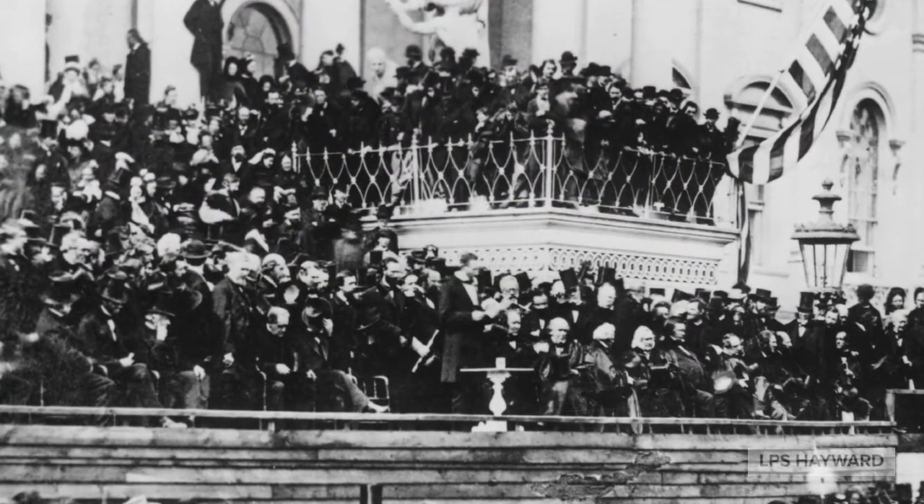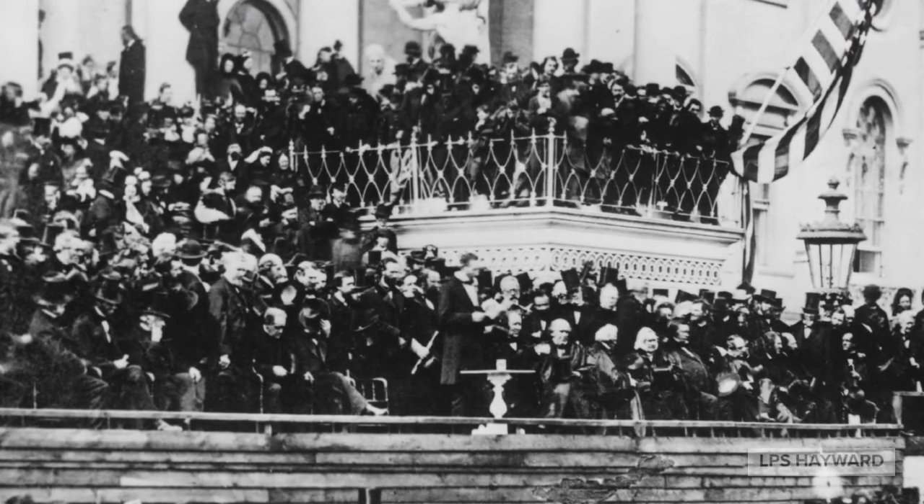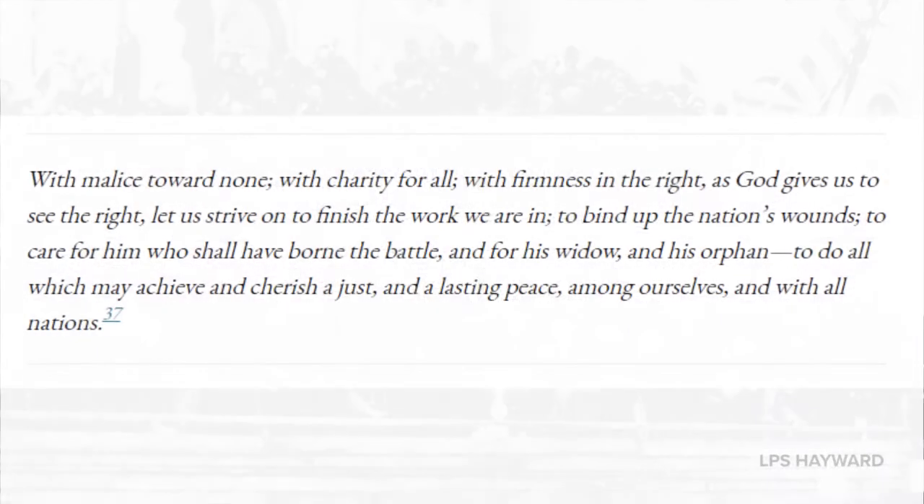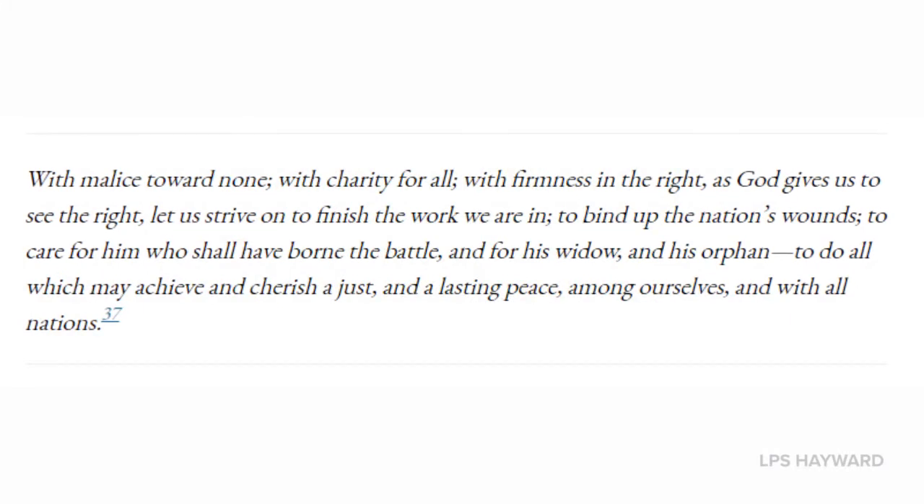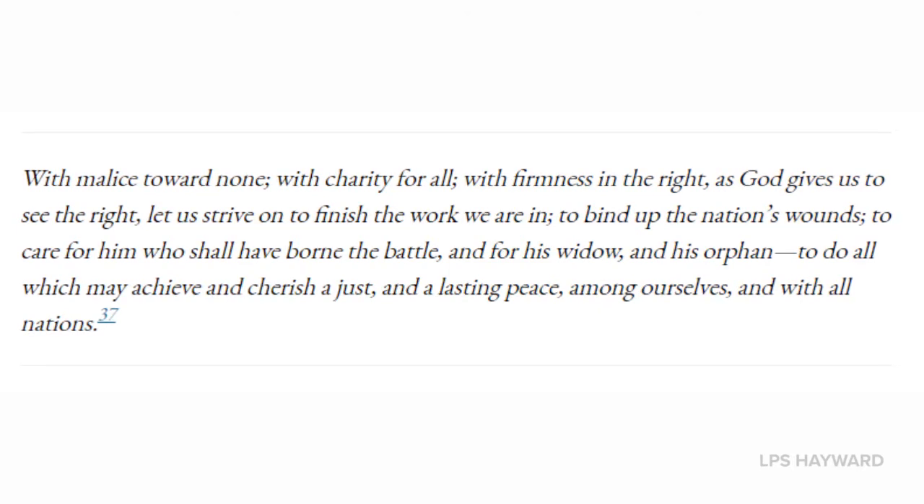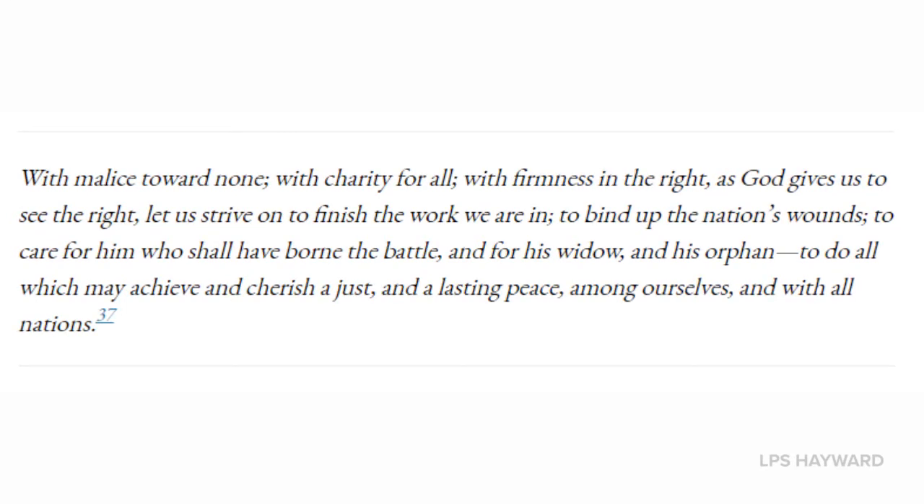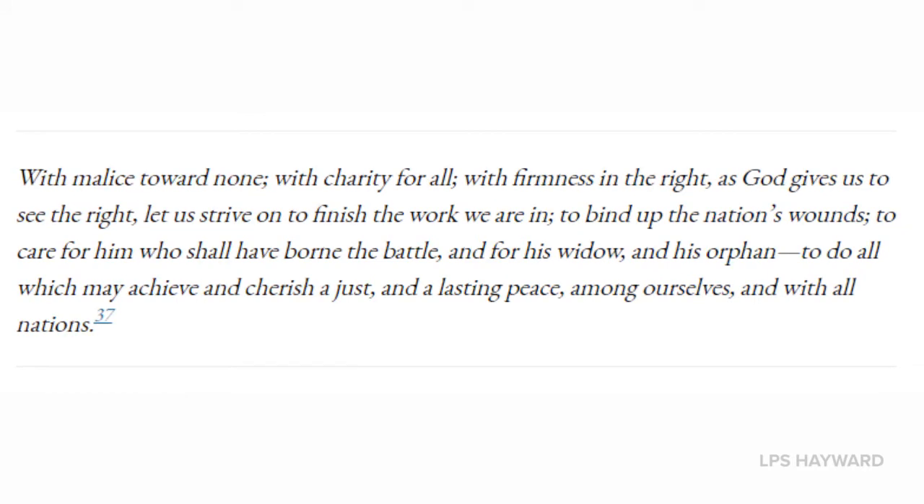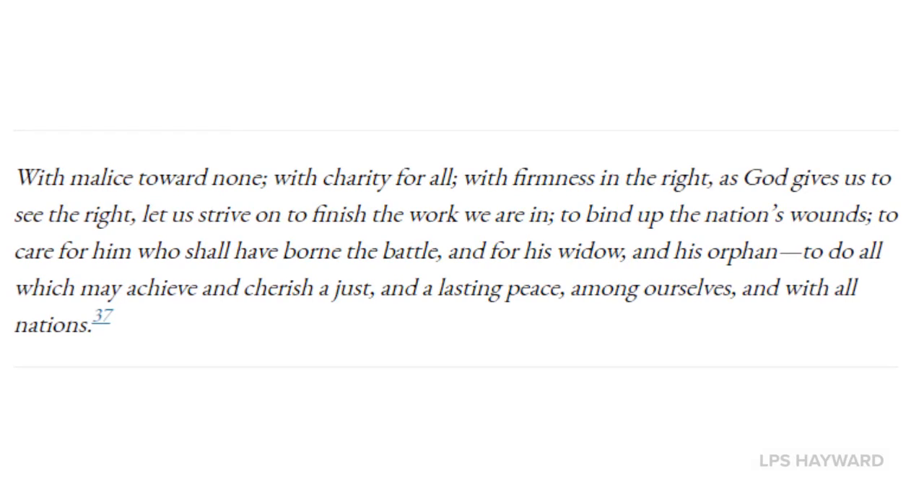At his second inauguration, Abraham Lincoln addressed the end of the war. He said the following: "With malice toward none, with charity for all, with firmness in the right, as God gives us to see the right, let us strive on to finish the work we are in, to bind up the nation's wounds, to care for him who shall have borne the battle, and for his widow and his orphan, to do all which may achieve and cherish a just and lasting peace among ourselves and with all nations."